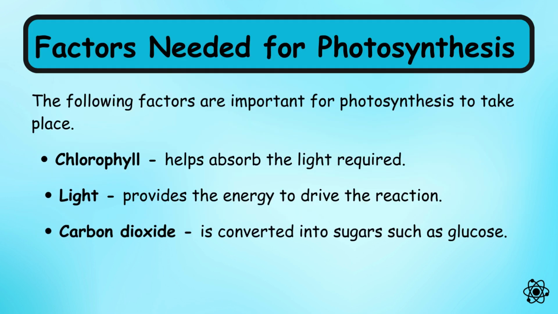In the previous video, we left off at the factors that are important for photosynthesis. Chlorophyll is needed because it helps absorb light. Light is important because it provides the energy to drive the reaction. And carbon dioxide is important because it is converted into sugars such as glucose.